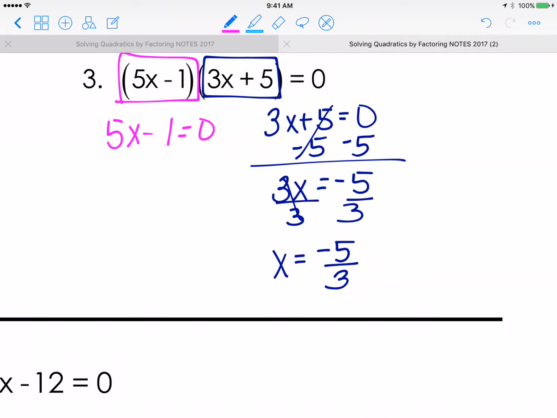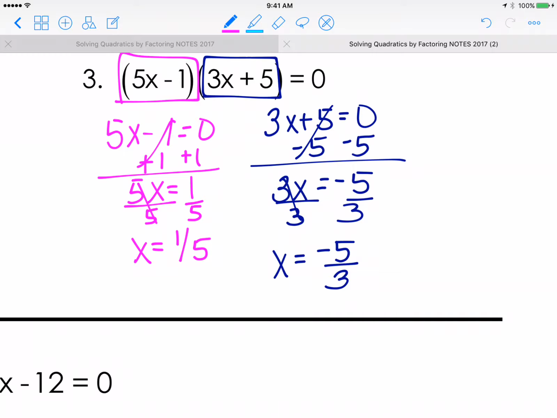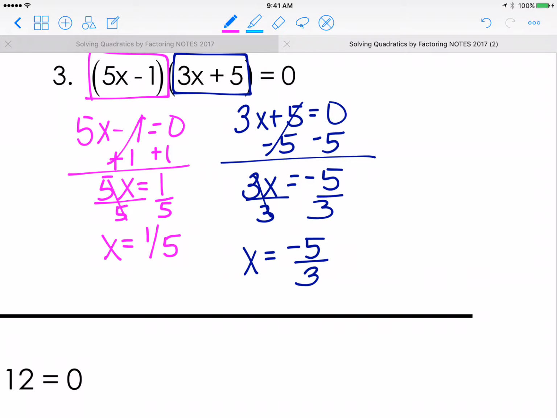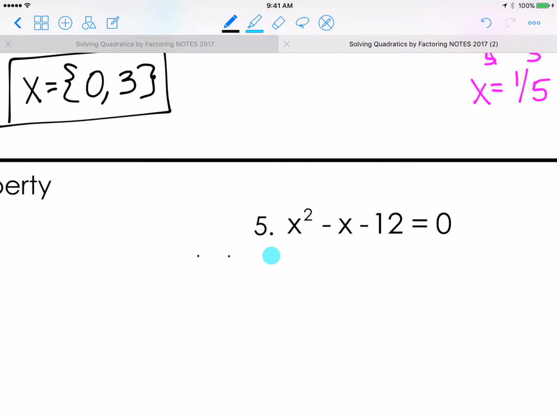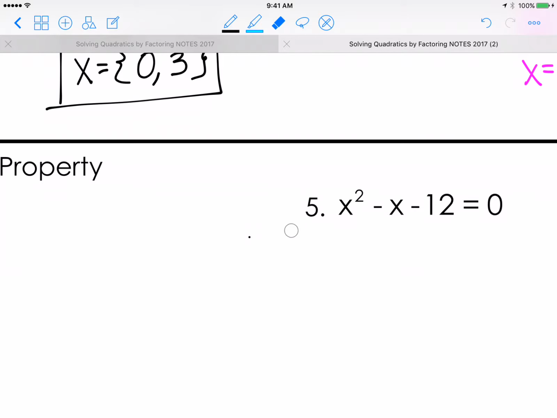Now let's do the next one. Add over 1, so you get 5x is equal to a positive 1. Divide by 5, so x is equal to 1/5, and negative 5 thirds. So how are we going to write this? We're going to write it as a set. We're going to have negative 5 thirds first because that's smaller, and then 1/5. And then we're done.